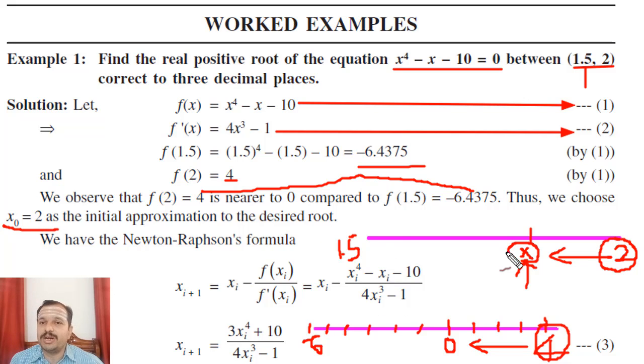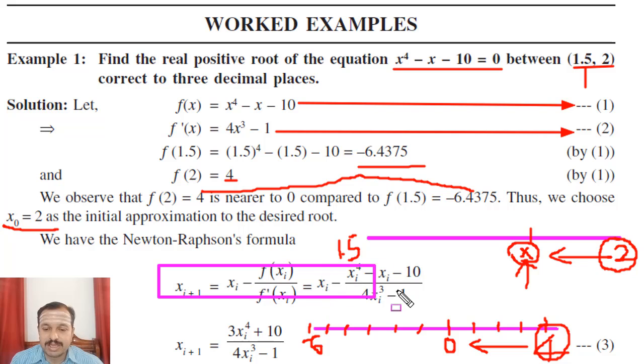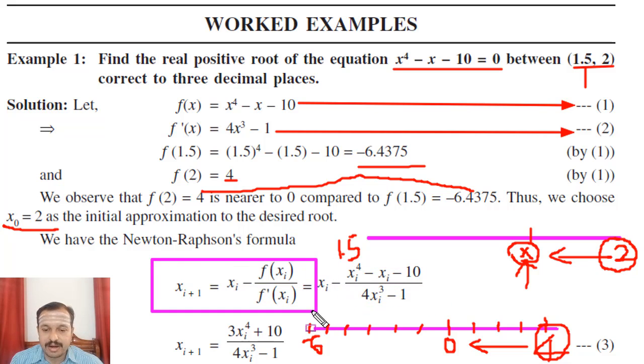So I hope you understood this explanation. With this explanation in your mind, you please use the formula, that is the Newton-Raphson formula. It is available here. By using this formula, you please observe xi as it is, f of xi, that is equation number 1, wherever x is there, xi is to be written.